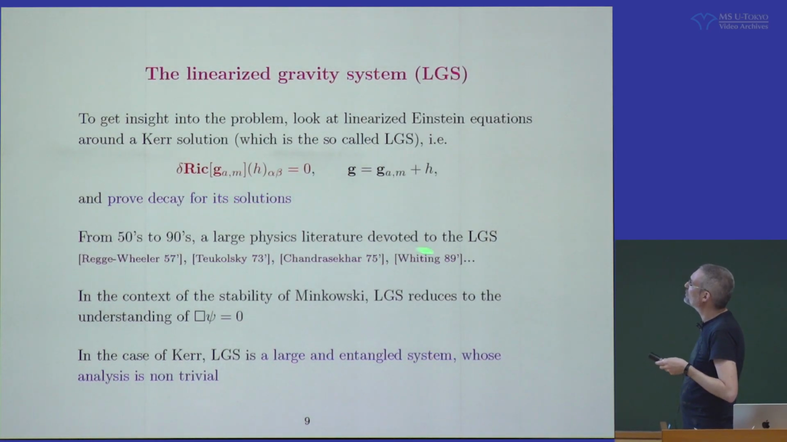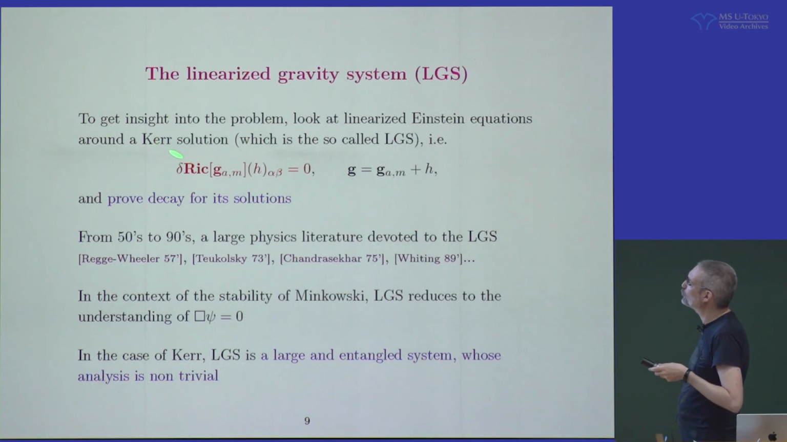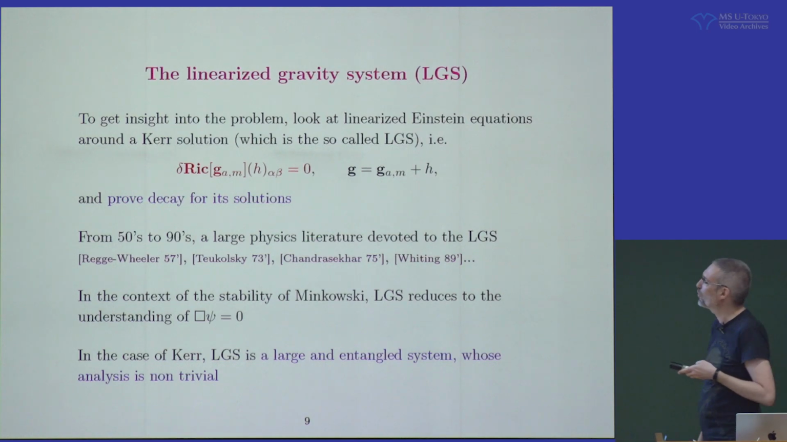And there is a huge physics literature that was devoted exactly to understanding this problem. And you should understand that for this toy model problem, stability of the true Einstein equations means looking at this toy model problem and proving decay. And you expect that this will lead to interesting information on the true problem.